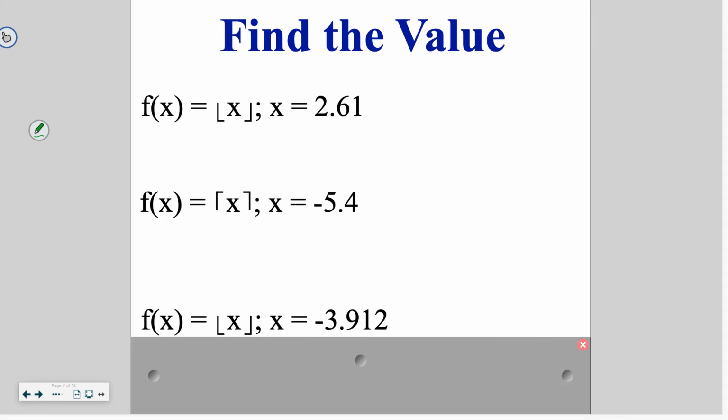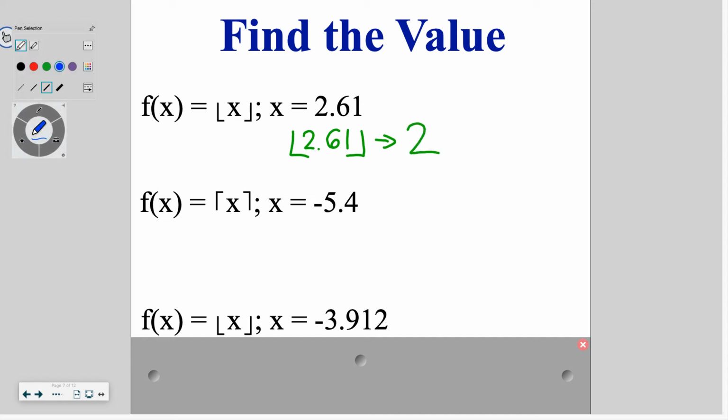The other thing you might see is that it is not necessarily going to be graphed. It might be in the function notation. So this is saying f of x is equal to the floor function. Again, those brackets on the bottom. So what it would say is that we're going to plug in 2.61 in the place of x. That is telling me to round it down. So my answer is going to be 2.